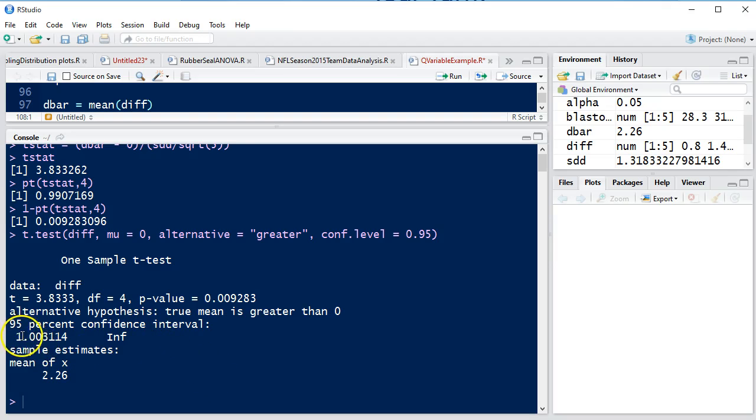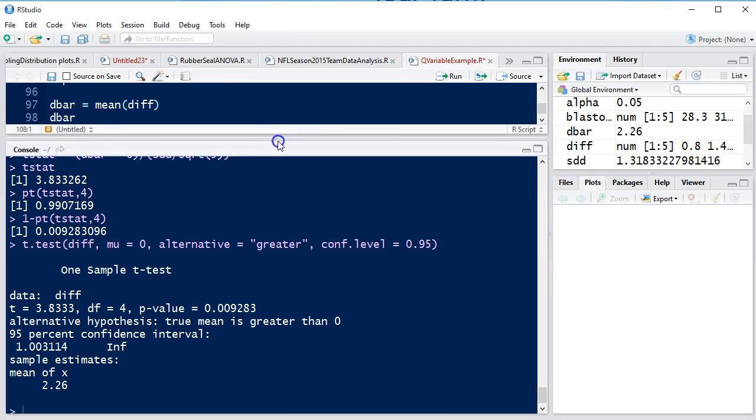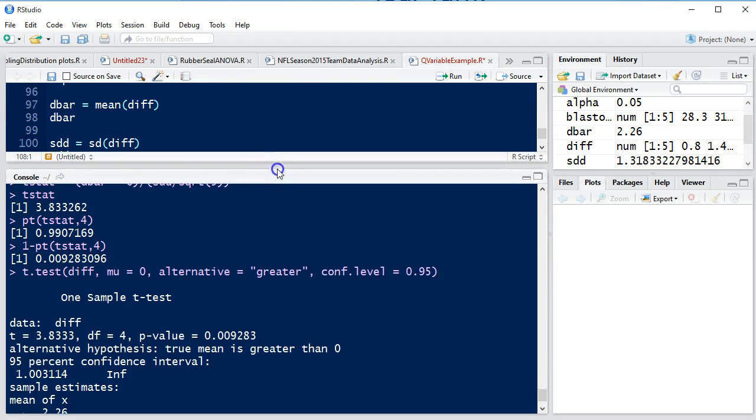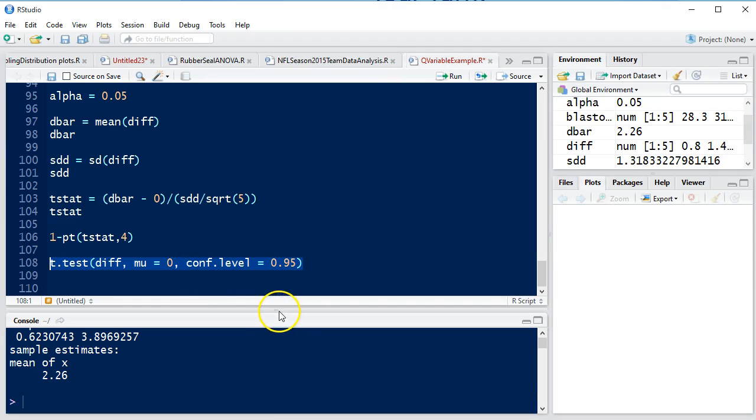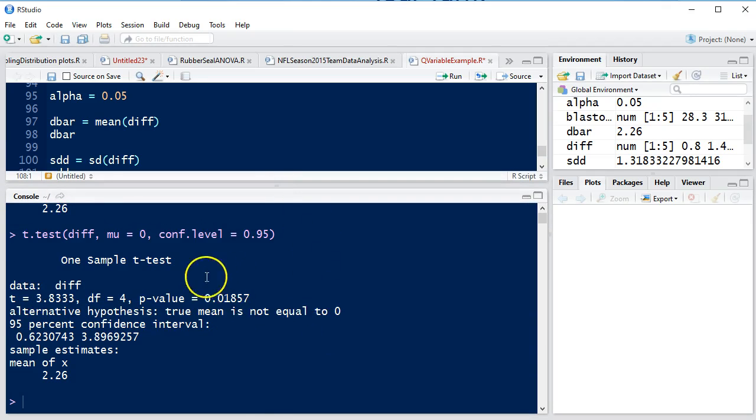All right, so if we wanted to find a confidence interval, then we can see here that our confidence interval is from 1.0 to infinity. This is a one-sided confidence interval and doesn't have a lot of meaning because its upper bound is infinity. So if we want to get a confidence interval, we can basically just change or delete this alternative line, rerun this, and it basically just does the default, which is a two-sided test. So this gives me a two-sided test, which doesn't answer my question of interest, but does give me a confidence interval. So basically what this is saying is that the Blastobike reduced times on average by 0.623 minutes to 3.89 minutes.